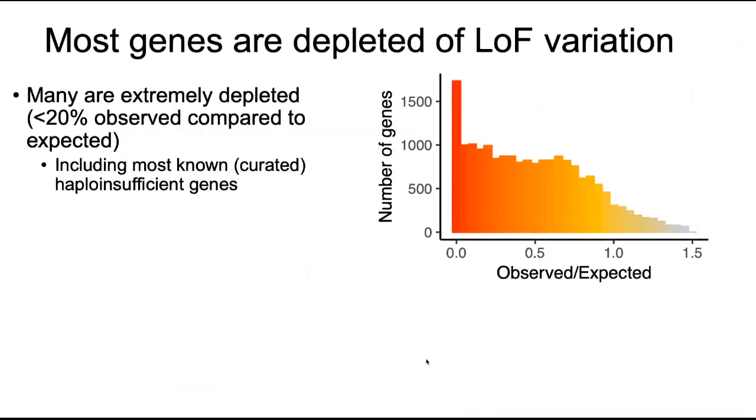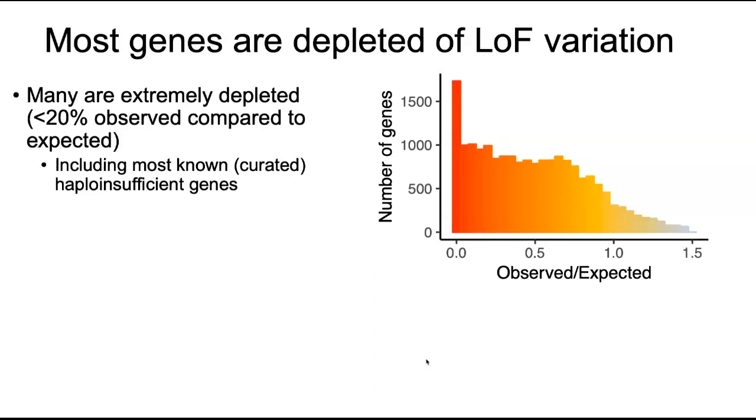If you take that observed to expected plot that I showed in the previous slide and just create the ratio of observed to expected, you do see that many genes are extremely depleted, with something like less than 20% observed compared to expected. This includes most of the known curated haploinsufficient genes, which is good. That's what we would expect to see. It also includes a bunch of other genes that we have very little information about their functions.